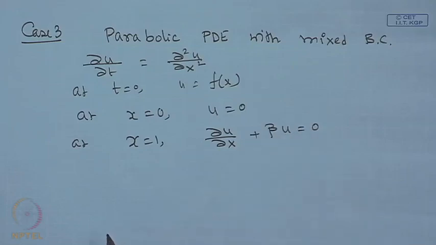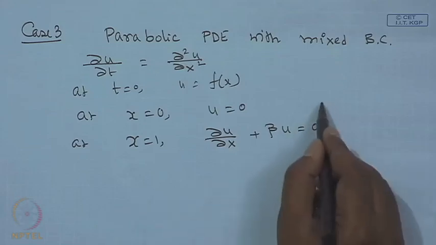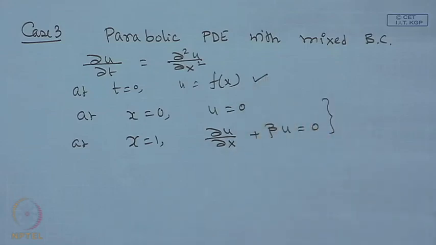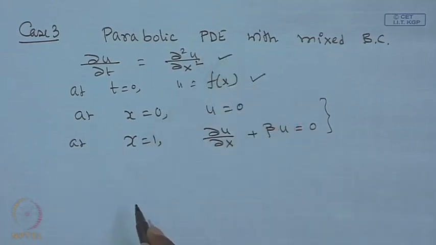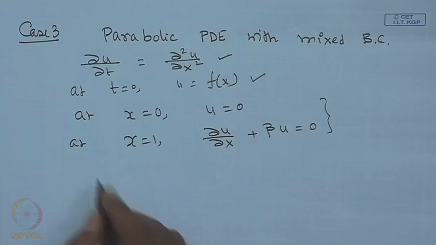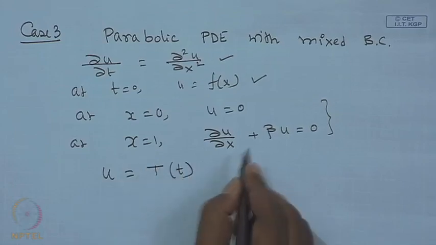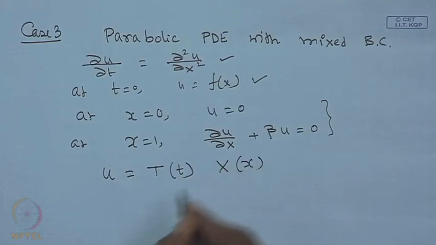So, again this problem has homogeneous boundary conditions and a non-homogeneous initial condition. So, it is a well behaved problem, and it is a linear partial differential equation. So, we can use the separation of variable type of method. So, u is assumed to be a product of two functions, one completely a function of time, another completely a function of space.